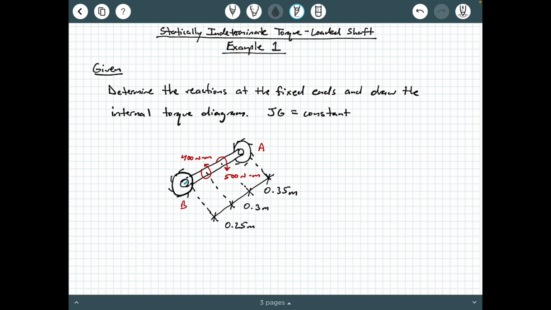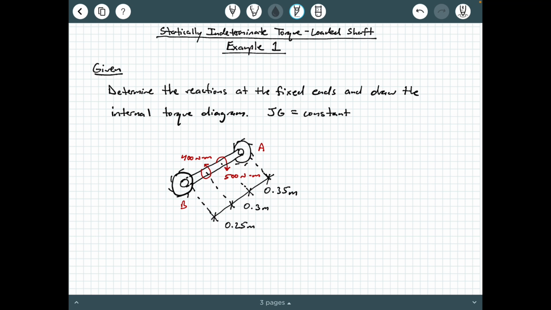So from point B to the 400 Newton meter torque moment, it's 0.25 meters, and then the distance between the two torque moments is 0.3 meters, and then the distance from the 500 Newton meter torque moment to point A is 0.35 meters, okay? So obviously this is statically indeterminate, and the reason is because we have two fixed connections and we only have one applicable equilibrium equation for torsion, okay?